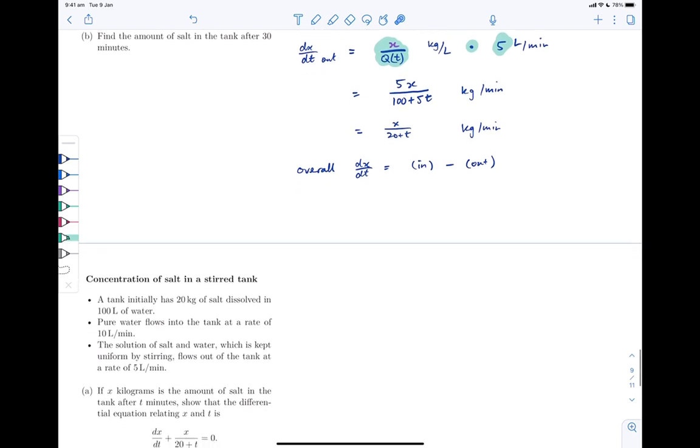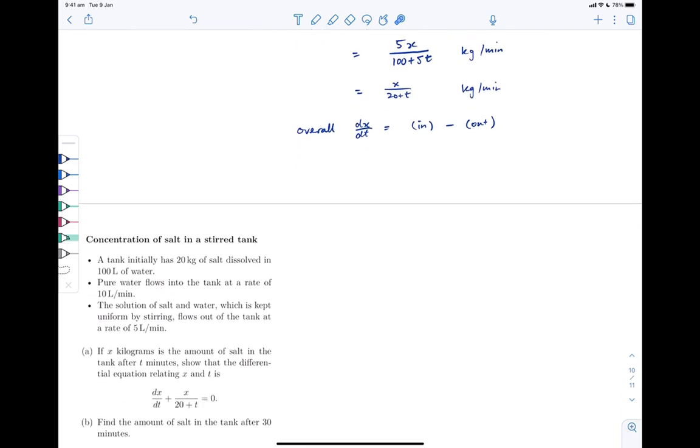All right, so that's 0 minus x over 20 plus t. So therefore, dx/dt plus x over 20 plus t equals 0. And that's what was required.